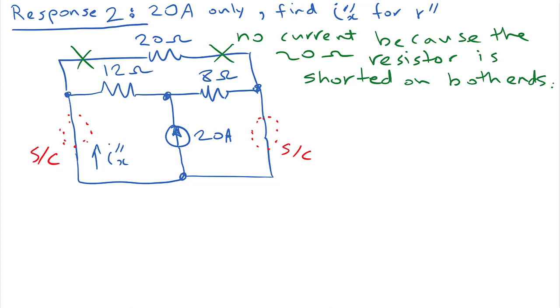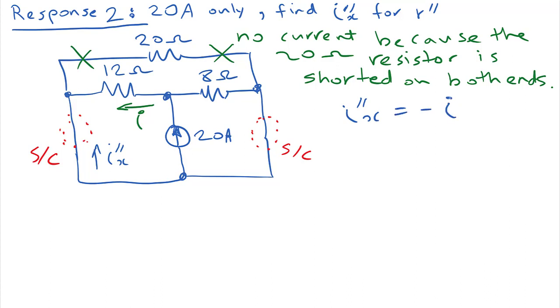Okay, so this is very interesting. We just have a simple current divider in the remaining part of the circuit. We have the 12 ohm resistor and the 8 ohm resistor and the 20 amp source. Let's say we want to make it easy for us, let us calculate the current going this way, and let's call it I. And then, since it's in the opposite direction of I double prime x, let's just write down that relationship. So I double prime x is going to be equal to minus I.